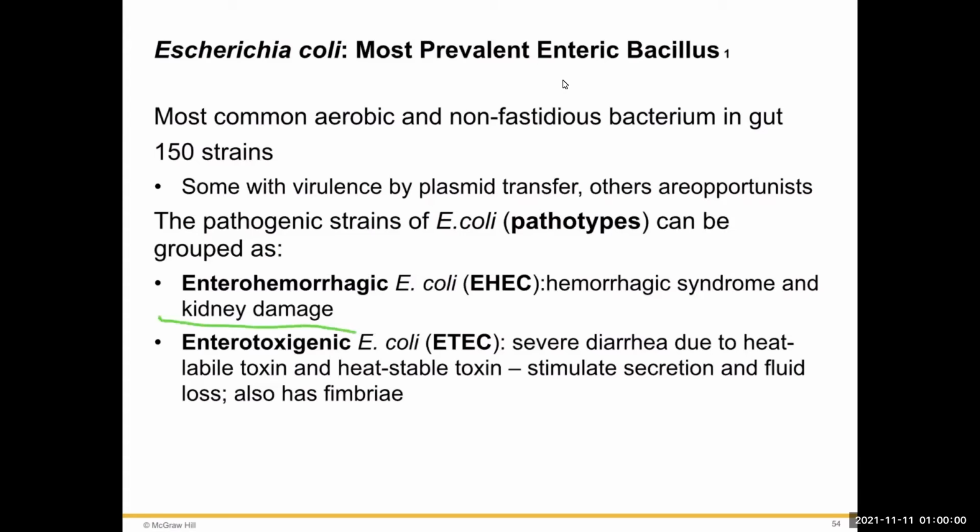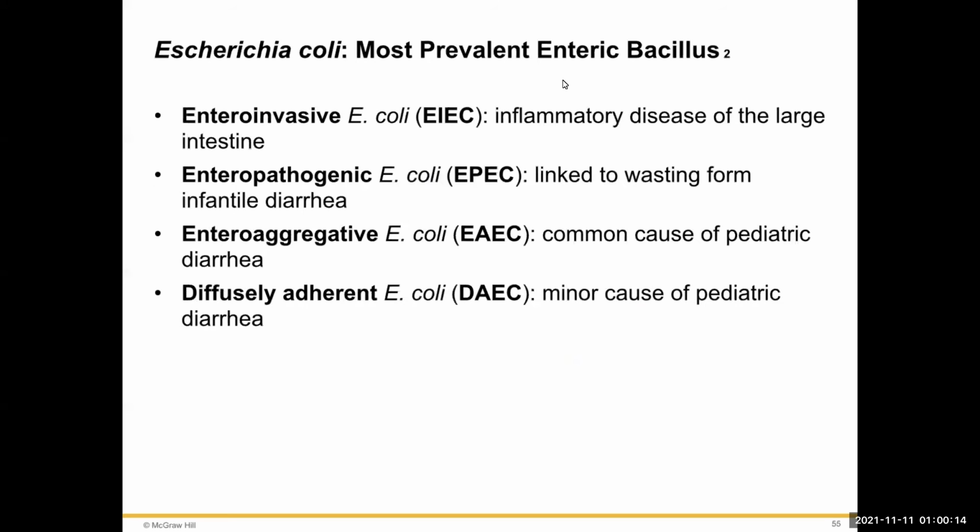Enterotoxigenic E. coli causes severe diarrhea due to heat-labile toxin and heat-stable toxin, which stimulate secretions and fluid loss, and it also has fimbriae. Enteroinvasive E. coli causes an inflammatory disease of the large intestine. Enteropathogenic causes infantile diarrhea, with wasting. Enteroaggregative is a common cause of pediatric diarrhea, and diffusely adherent E. coli is a minor cause of pediatric diarrhea also.